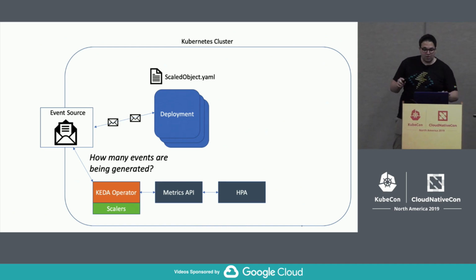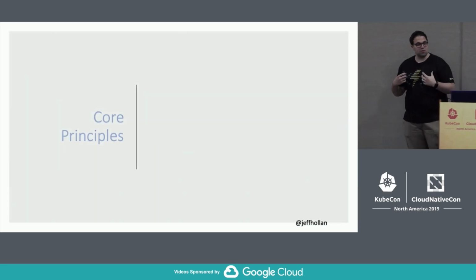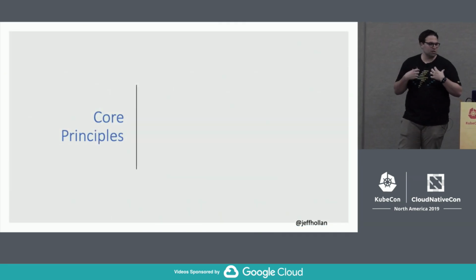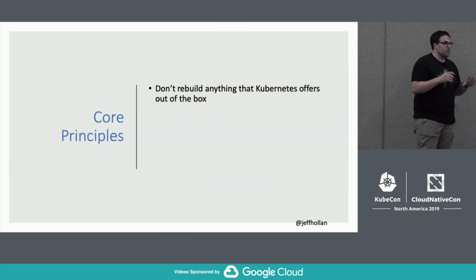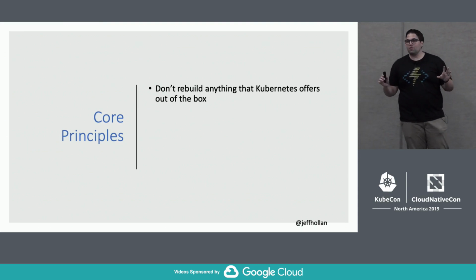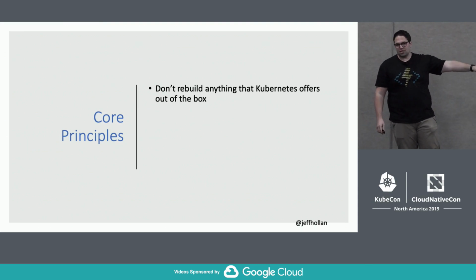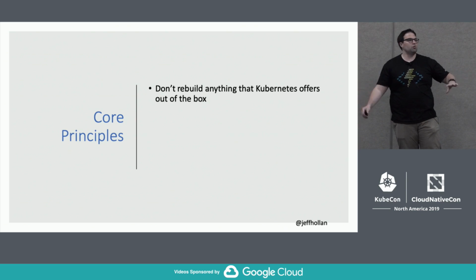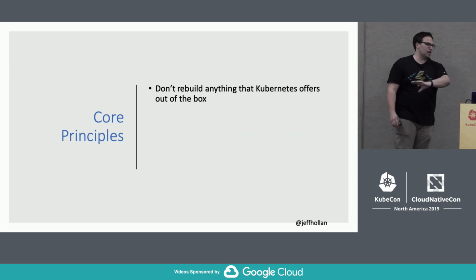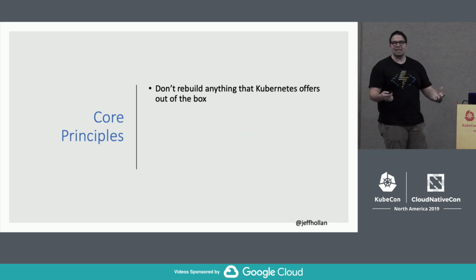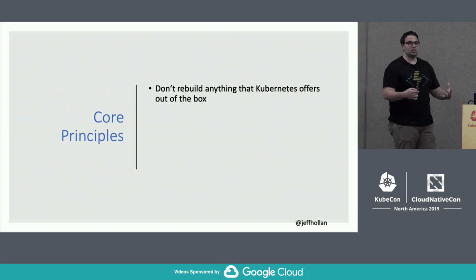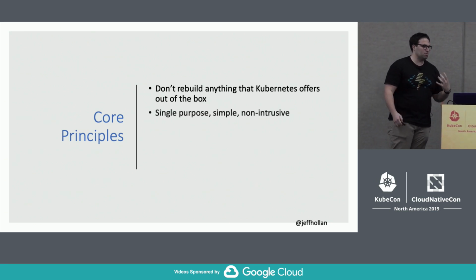So that's kind of how KEDA works in a nutshell. And there were a few core principles that we as a community had as we were building KEDA. The first one is we didn't want to rebuild what Kubernetes already offered out of the box. Kubernetes has an autoscaler, great, let's use that one. Kubernetes has a metrics concept, let's use that concept. It's just augmenting what was out of the box with additional data and insights and capabilities to bring up these serverless workloads.